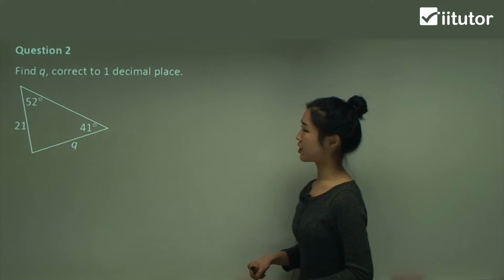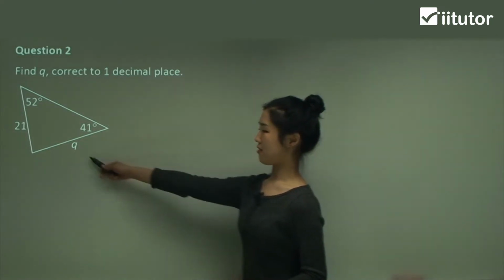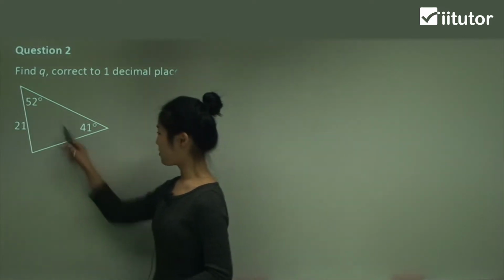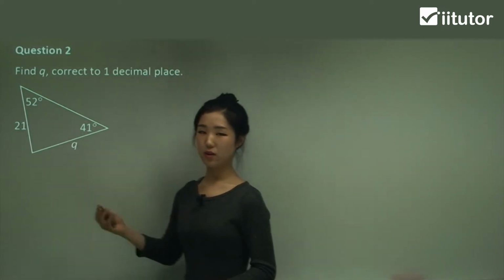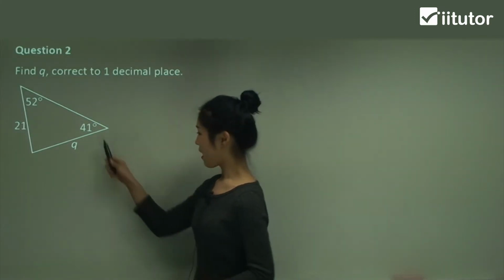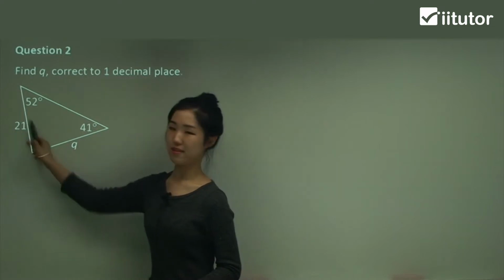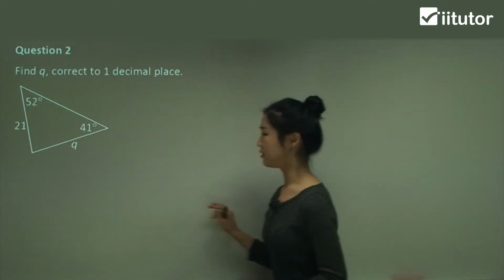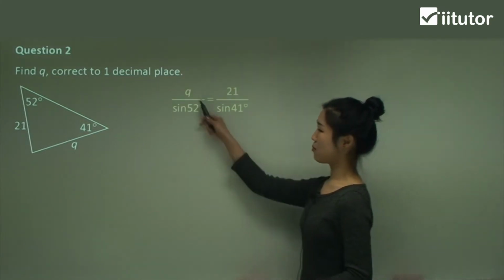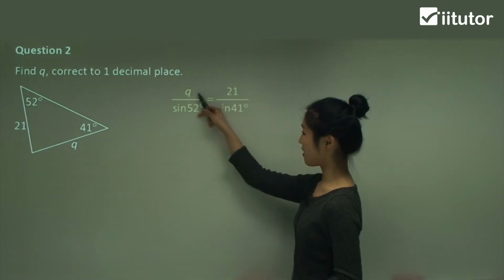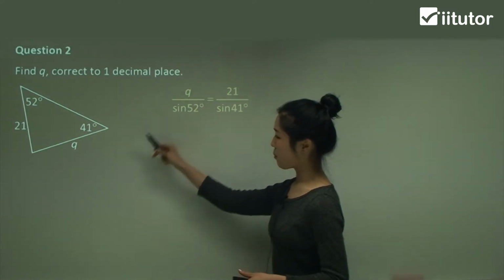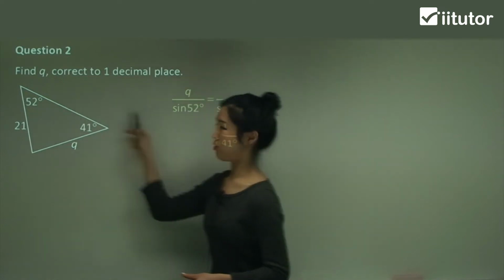Question 2, find Q correct to one decimal place, and as you can see there's Q. Just make sure before we start we have the opposite angle, which is good, and we need one other pair of opposite angle and opposite side. As you can see there's an opposite angle and an opposite side, matching sides and angles, so I can apply my sine rule. So let's go ahead, and as you can see I'm going to put my Q on top again, so my side's on top, so I can solve it more easily. So Q over the opposite angle, sine 52 degrees.